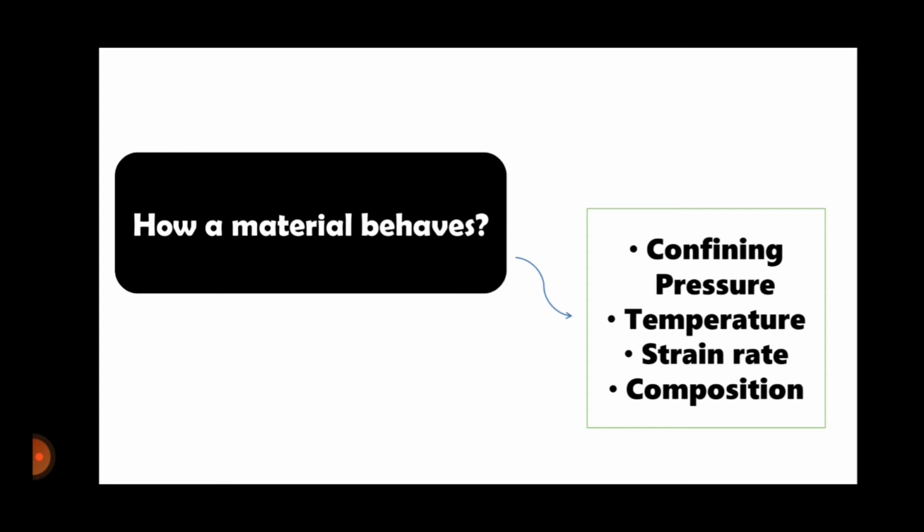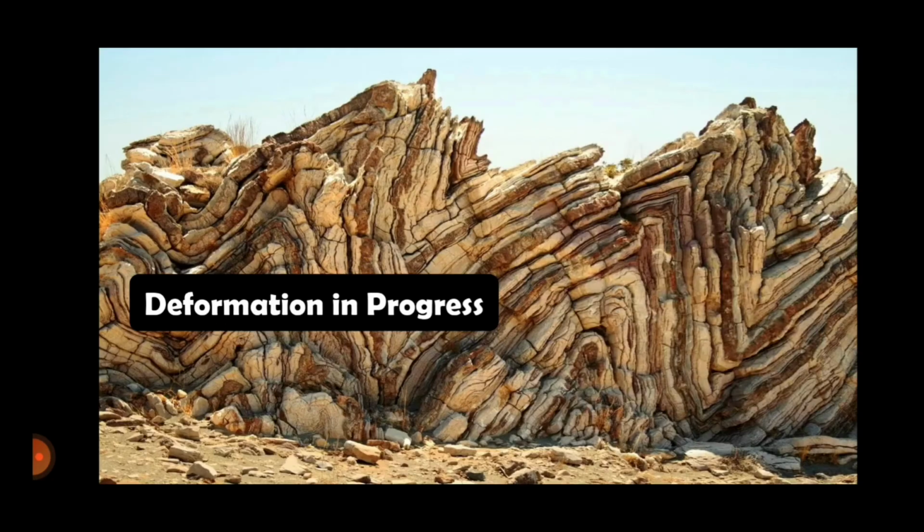Composition. Some minerals like quartz, olivine, and feldspars are very brittle. Others, like clay minerals, micas, and calcite, are more ductile. This is due to the chemical bond types that hold them together. Thus, the mineralogical composition of the rock will be a factor in determining the deformational behavior of the rock.